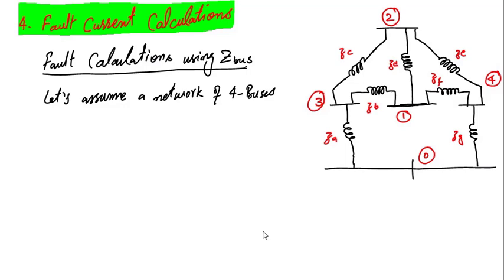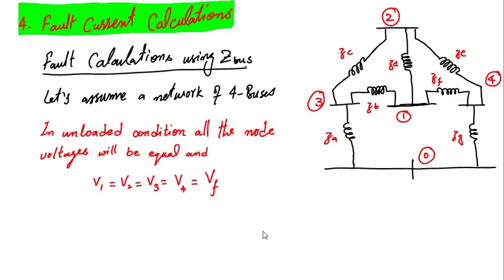Okay. So if we assume that the network is unloaded, all the node voltages will be equal in magnitude. So V1, V2, V3 and V4 are equal to Vf. This Vf voltage is defined as the pre-fault voltage, the voltage that exists on any bus before the fault.